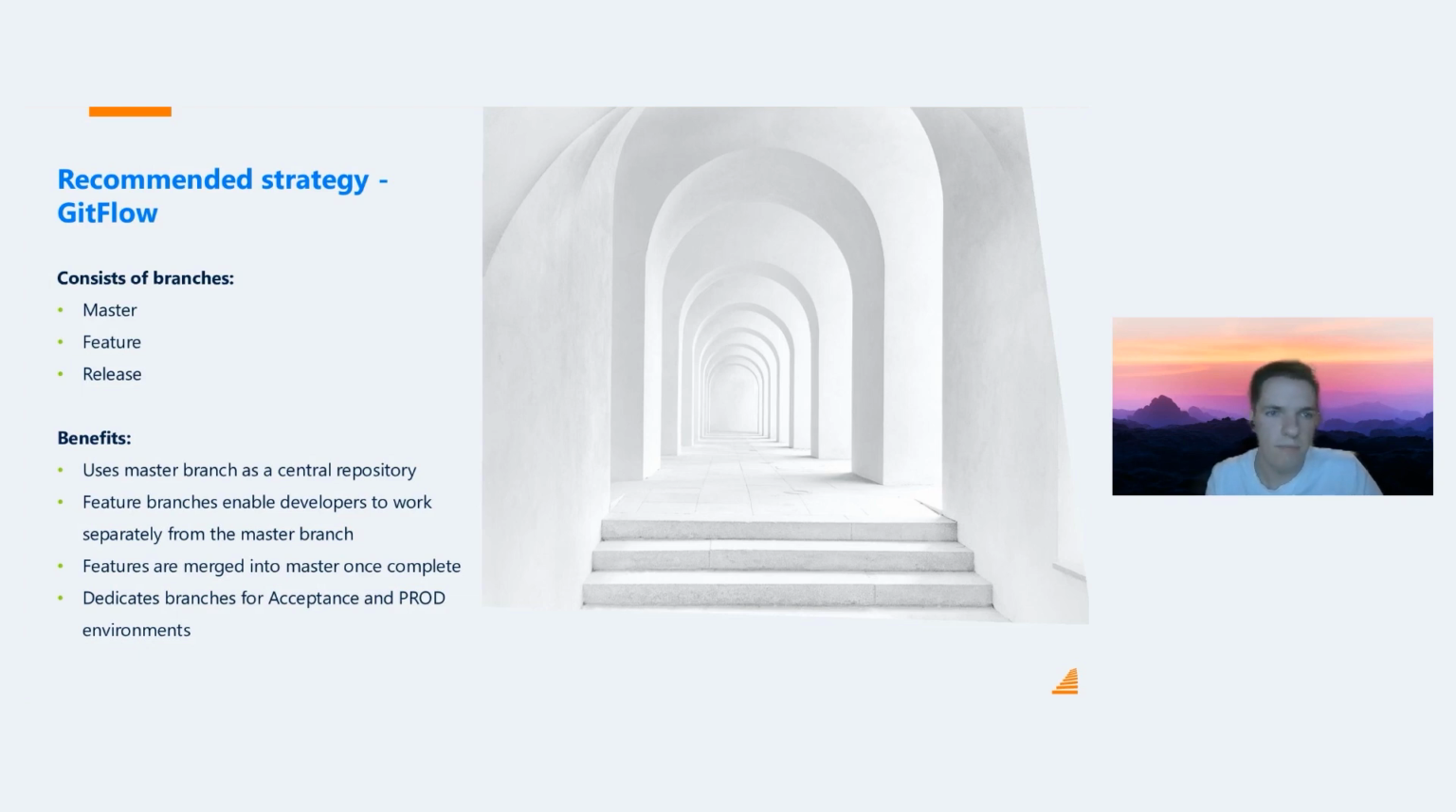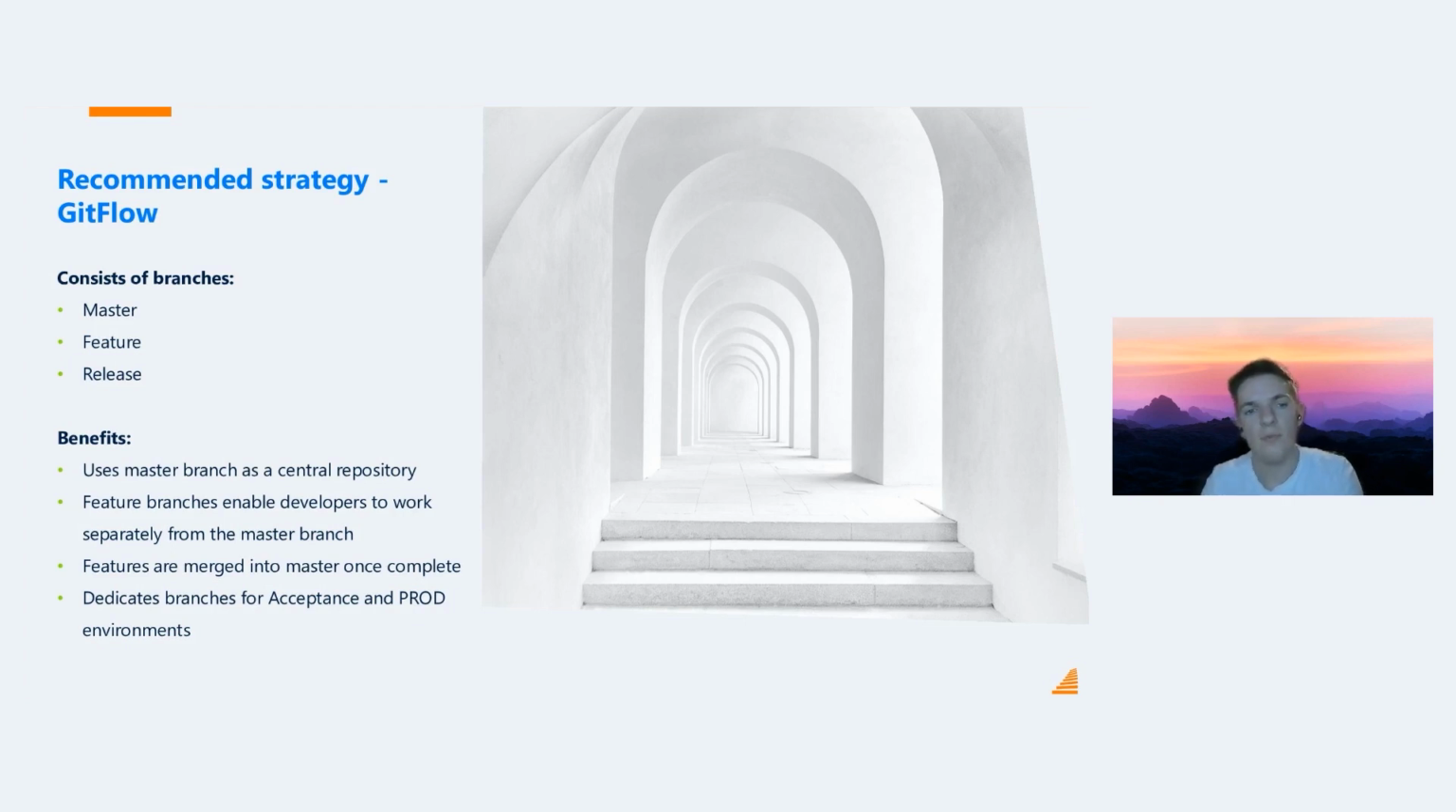And yeah, the strategy basically consists of a few branches. The master branch is the one that holds all of the code base. Feature branches for every feature that you're working on, and they are, let's say, the copies of the master branch. And of course, there are release branches. So what are the benefits of the strategy? Yeah, it uses the master branch as a central repository. That's requirement number one, right, from the previous slide.